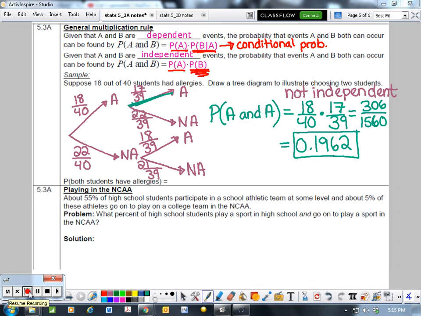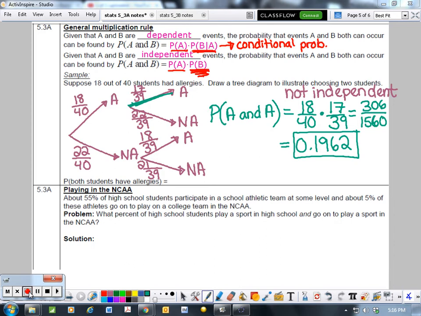Okay, playing in the NCAA. So we know that about 55% of high school students participate in a school athletic team at some level. And about 5% of those athletes will go on to play a college team in the NCAA. And then I believe there's another percentage, like 3% of them go on to play professional sports.